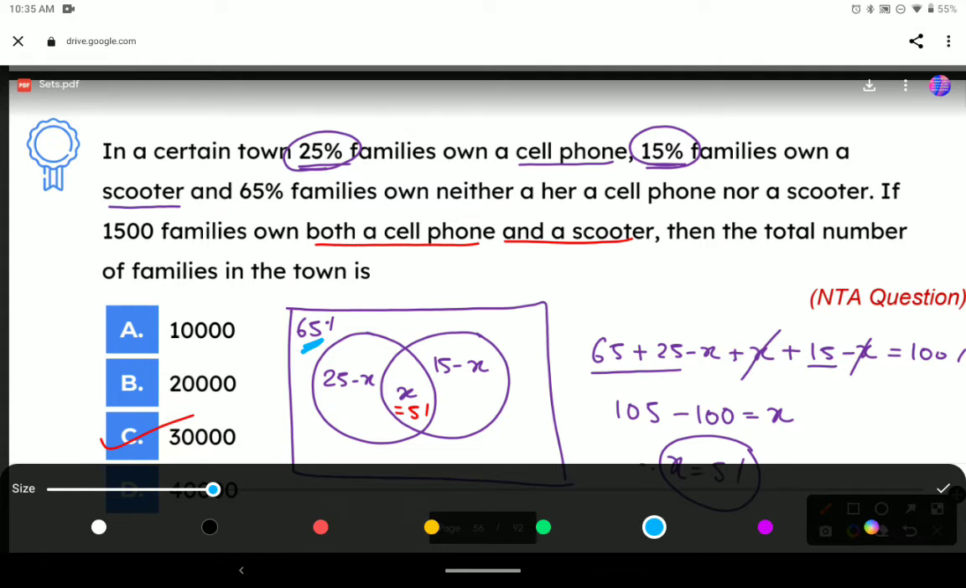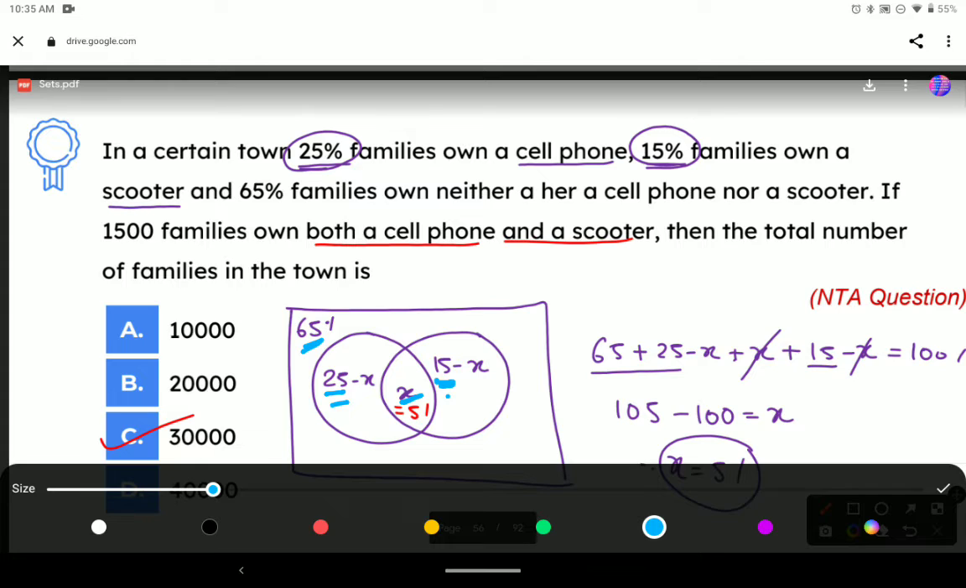Also 25% families own a cell phone and 15% own a scooter. Let's say x% families own both, but we don't know that. So here it becomes 15 minus x, here it becomes 25 minus x, because in A only, the same intersection is present. You should subtract it from that. Now we are given that 1500 families own both a cell phone and a scooter, that means x is 1500 families.